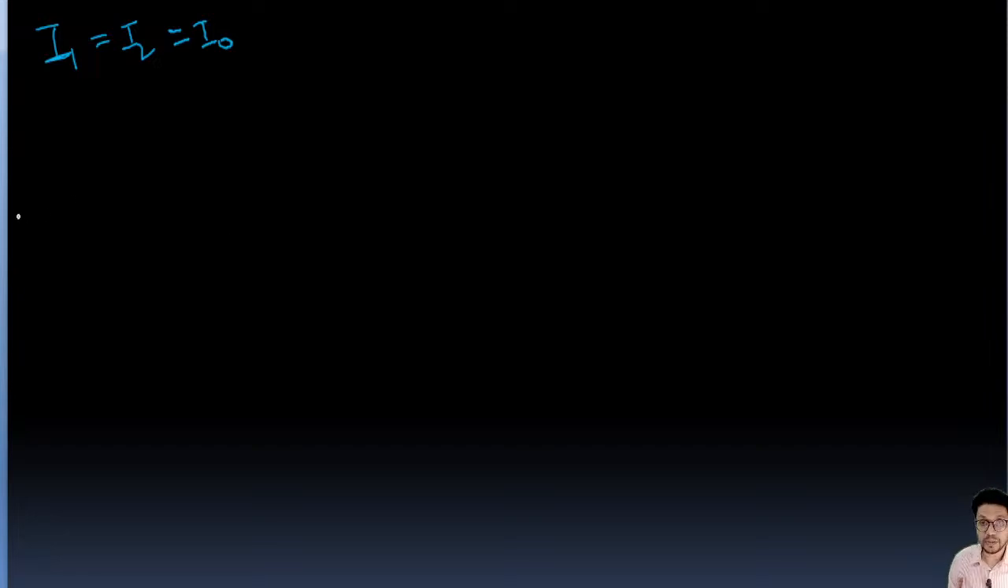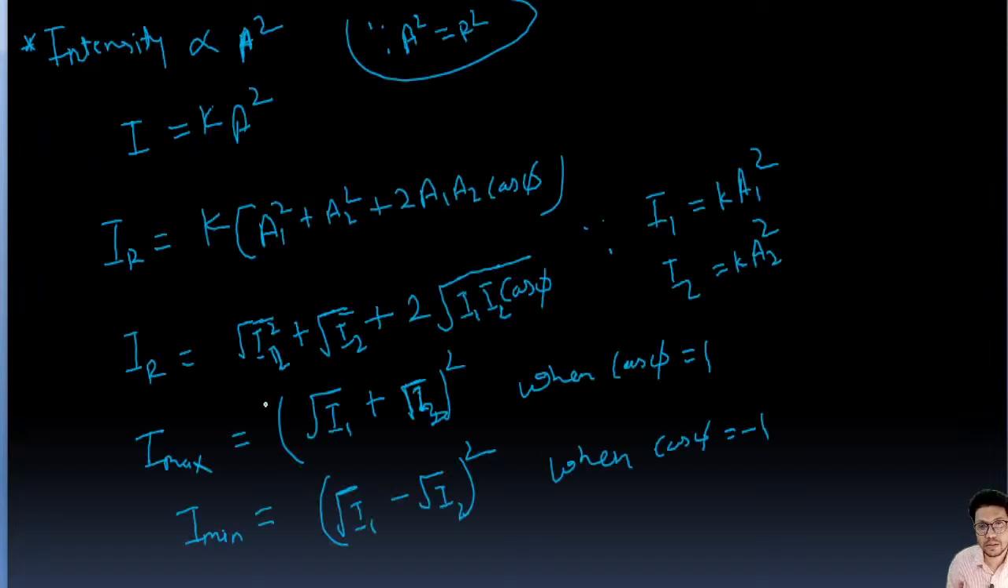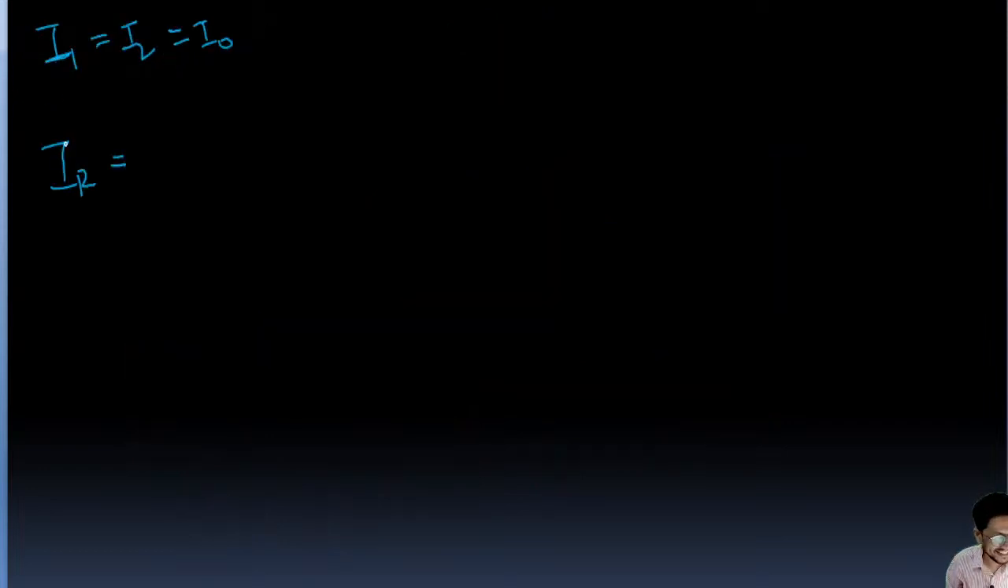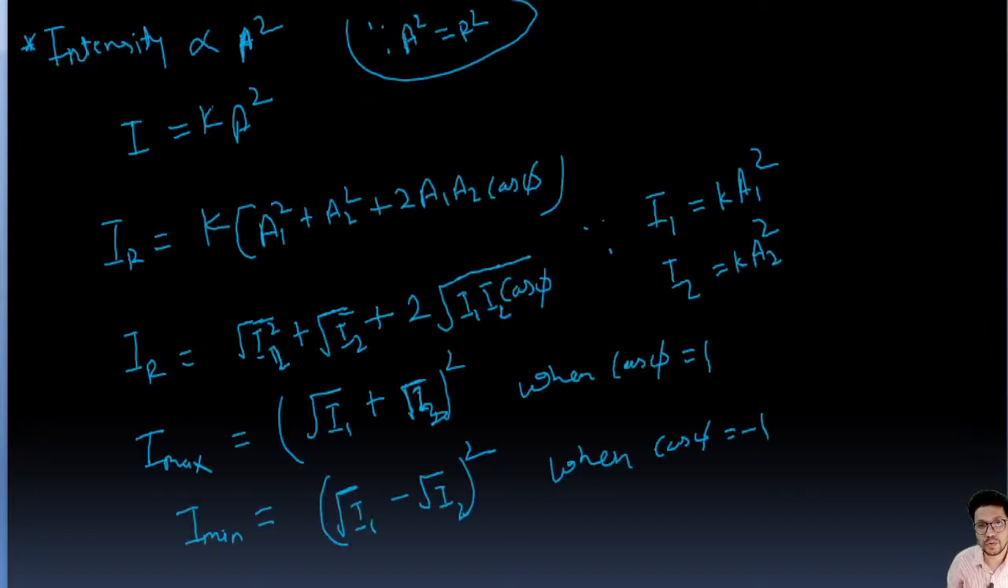Then IR is going to be max IR. Very important point. So IR is going to be root I1 square I2 square, so this is going to be 2 I1 plus 2 I0 cos phi. If I1 equal to I2, so we'll put the value here, and this is going to give this value.